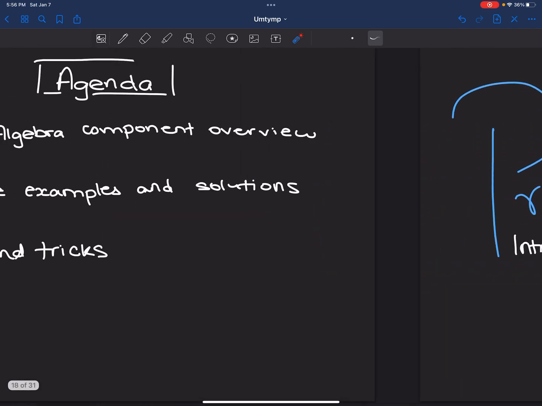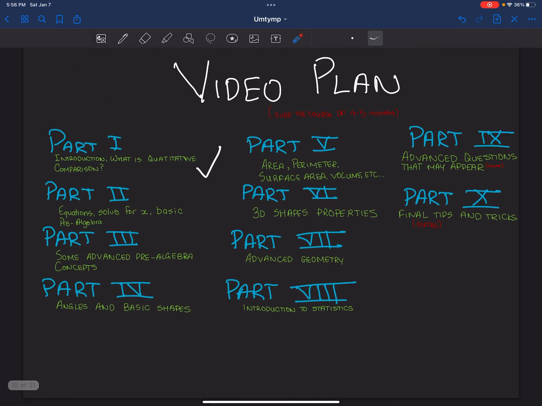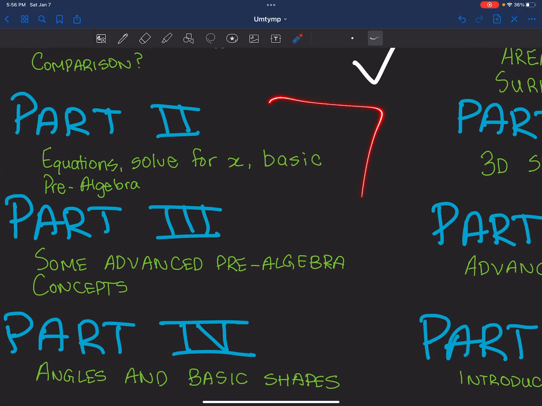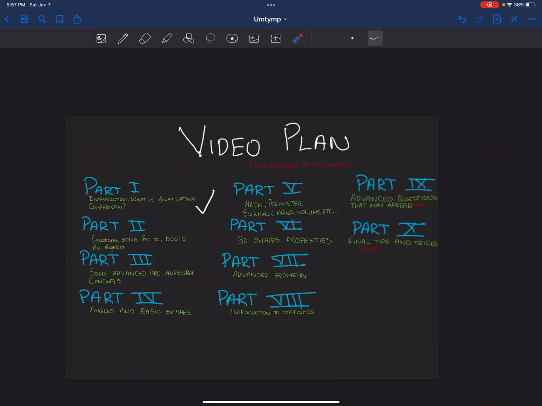Before we go on to a pre-algebra introduction, I just want to note the schedule from earlier. These two parts both consist of pre-algebra. This isn't the only one, because there's a lot of pre-algebra in the UMTYMP entrance exam.